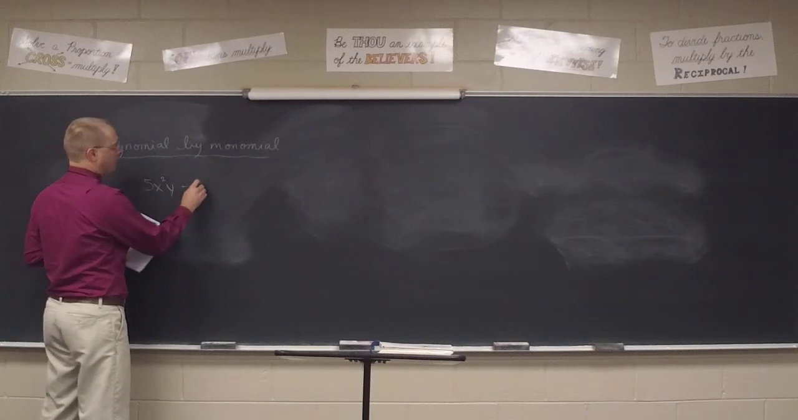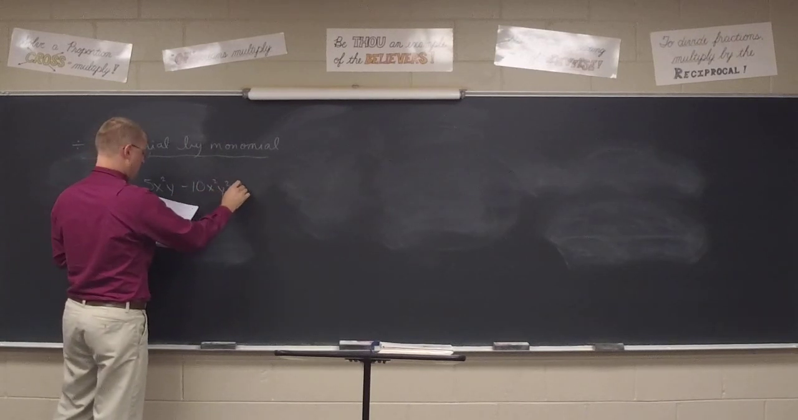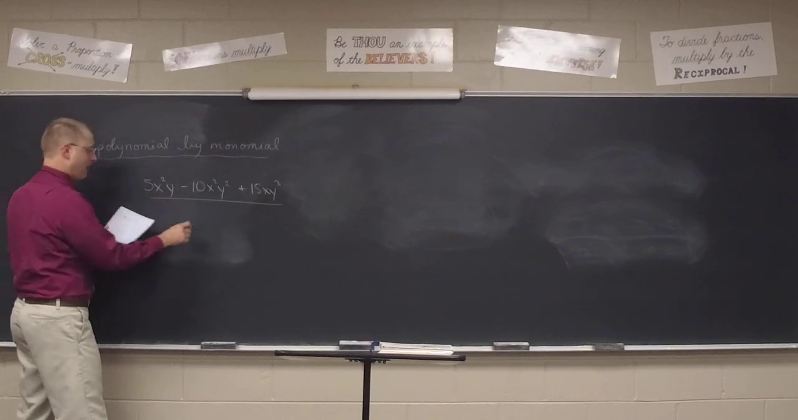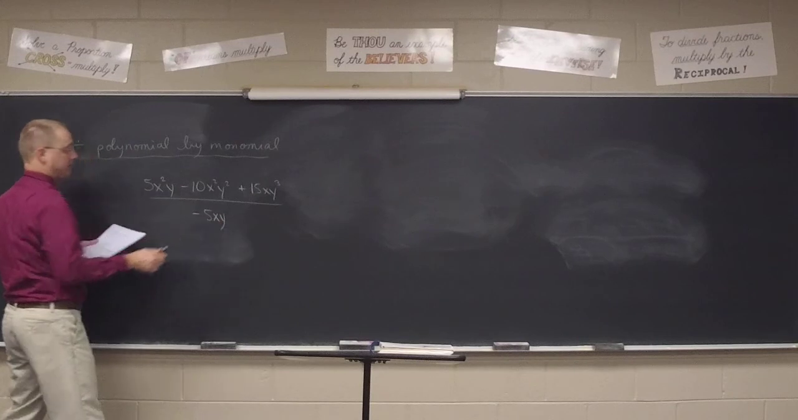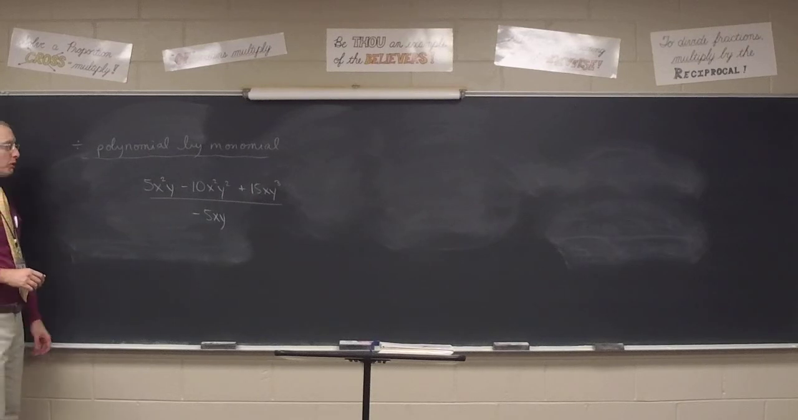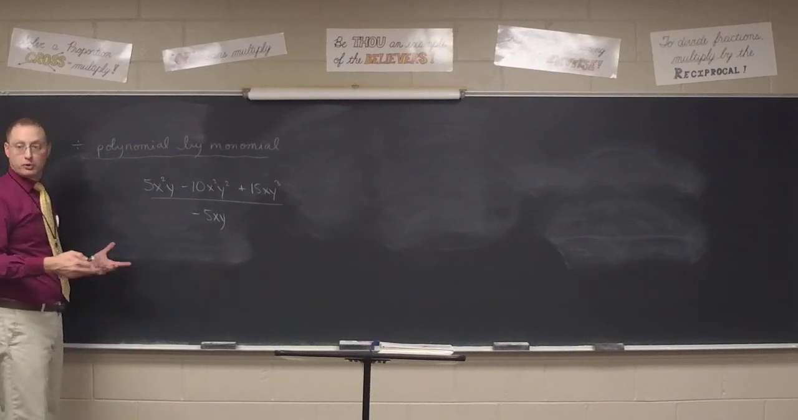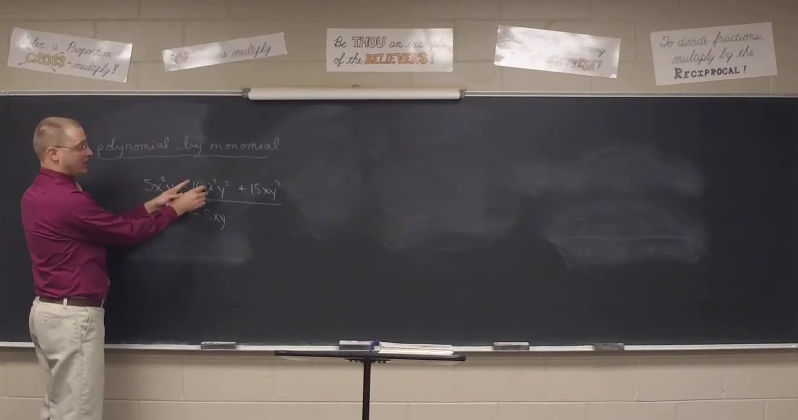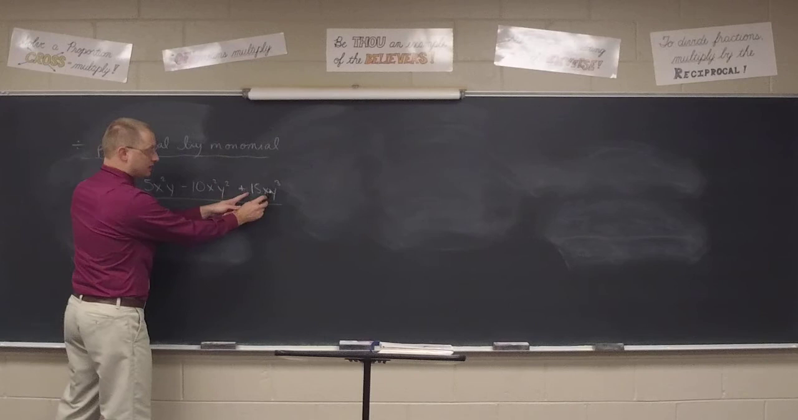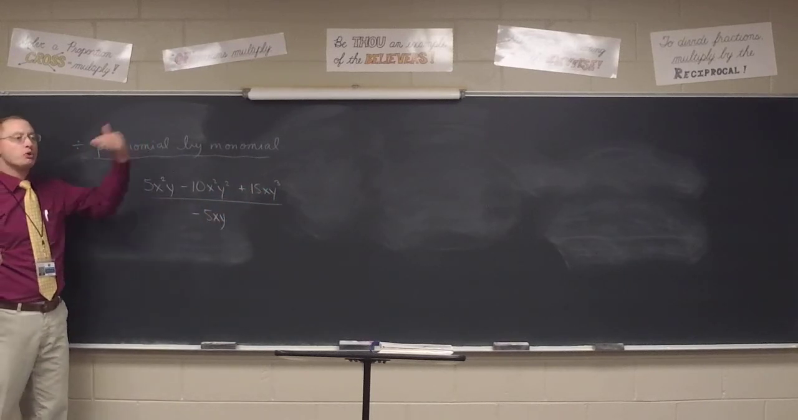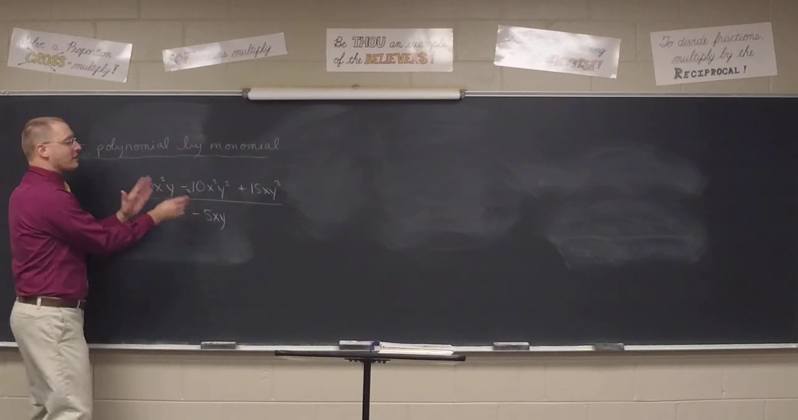5x squared y minus 10x squared y squared plus 15xy cubed, divided by negative 5xy. And when we divide by a monomial, we're going to do sign, number, letter multiple times. We're going to divide sign, number, letter once, sign, number, letter twice, sign, number, letter 3 times. Does that make sense? Kind of like we did with distribution, where we multiplied sign, number, letter multiple times, we're going to divide it multiple times.